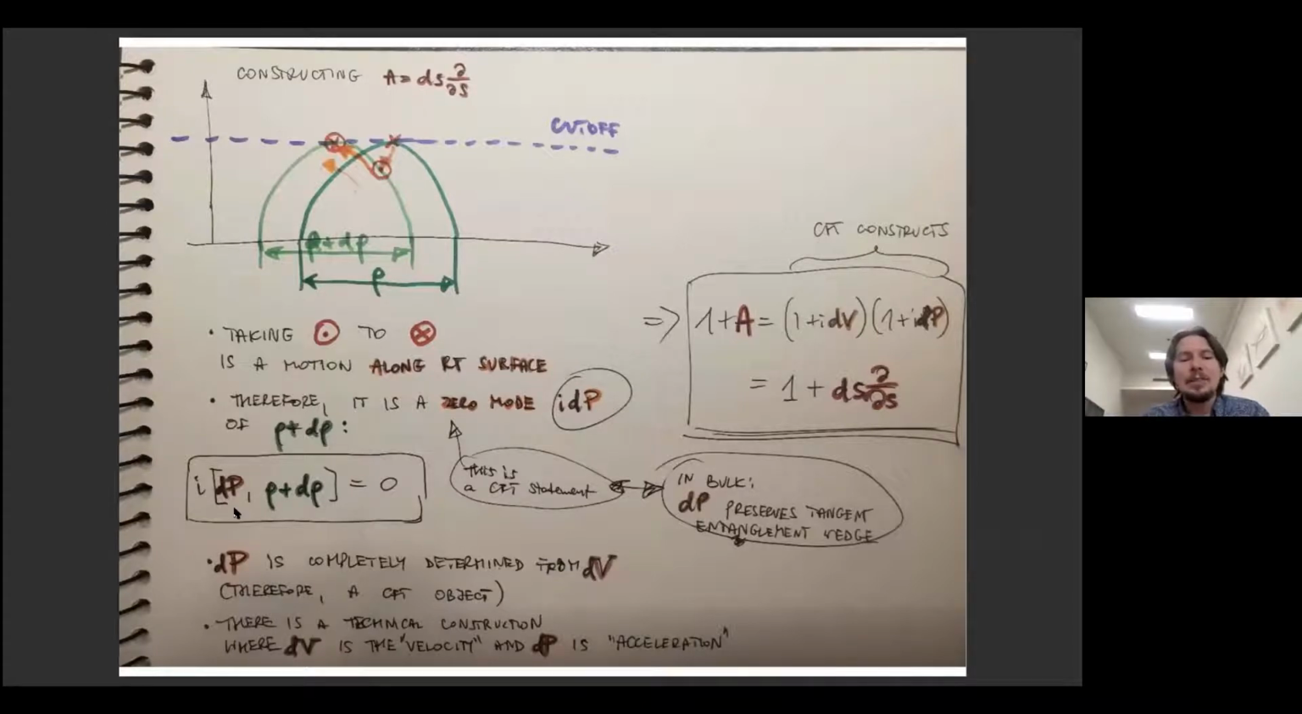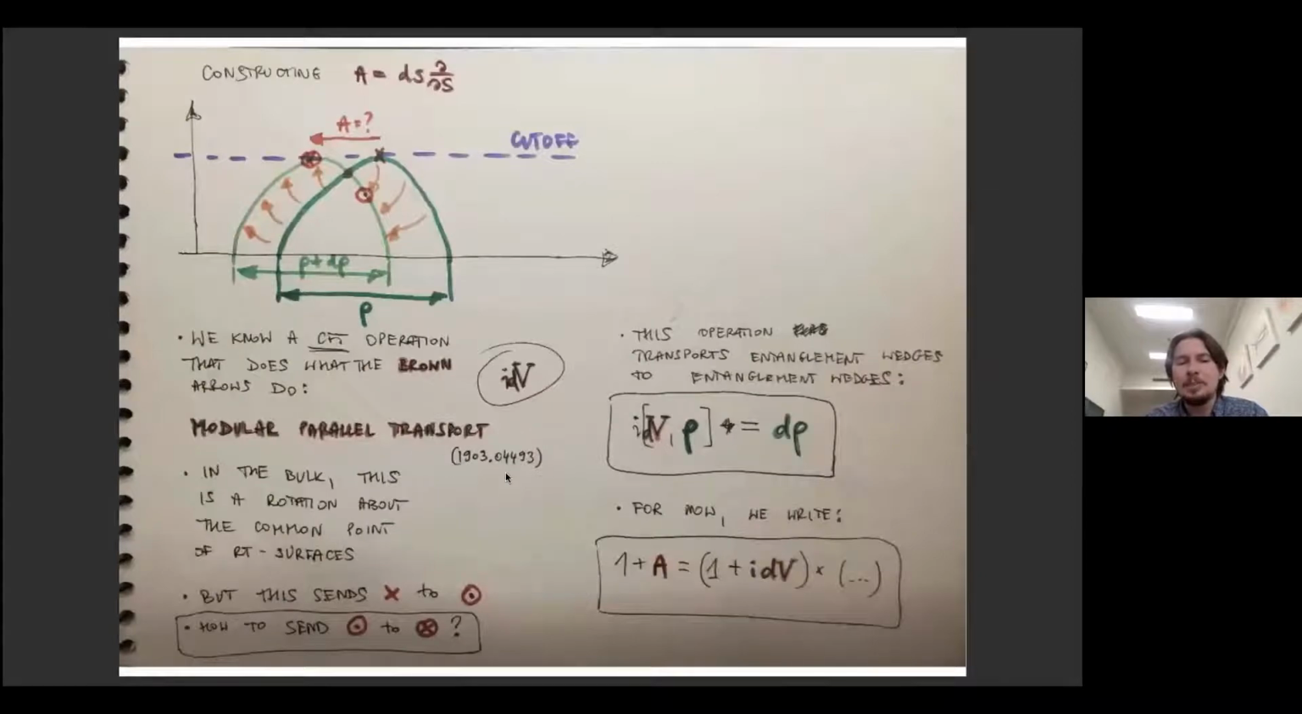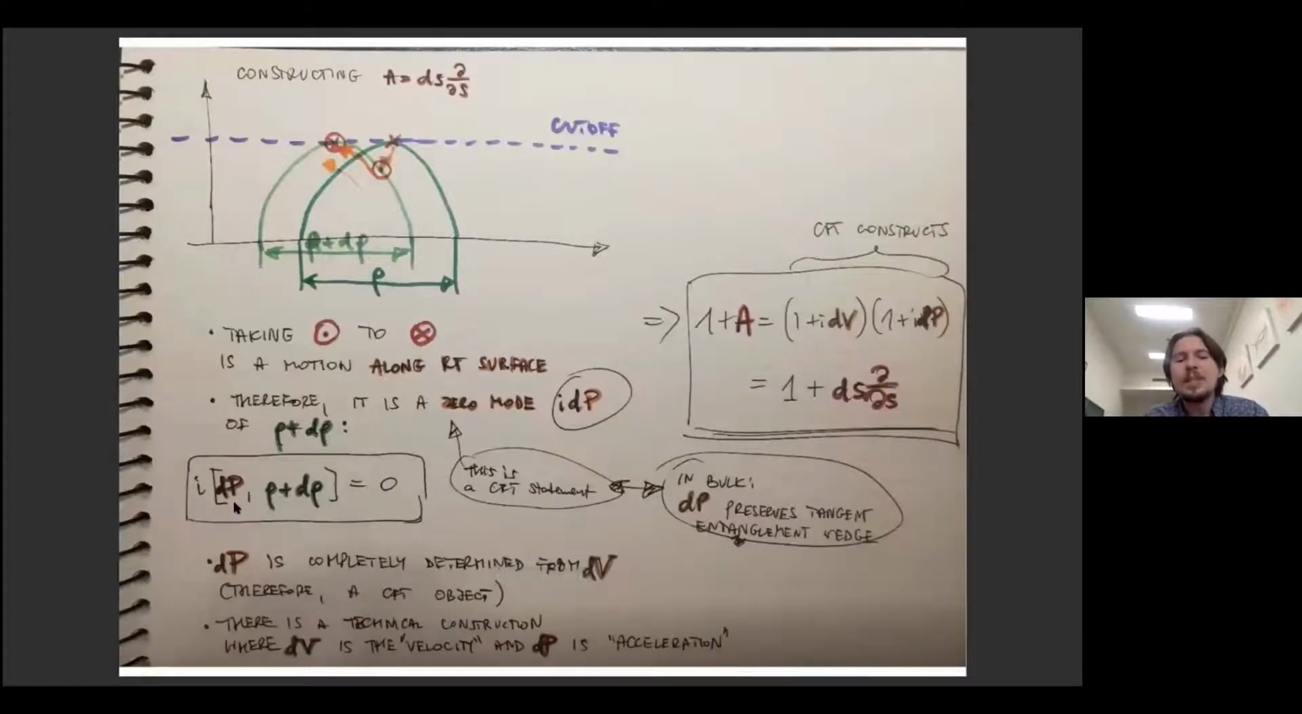Okay, so that's this condition here. It turns out that the object that does this is completely determined from DV. I don't have time now to explain exactly how to construct this object. In the case of the generator of modular parallel transport, I could just refer you to the previous paper we wrote, which is this paper. This DP here is not yet described in any paper, so you have to take my word for it that we can construct it, but we can.